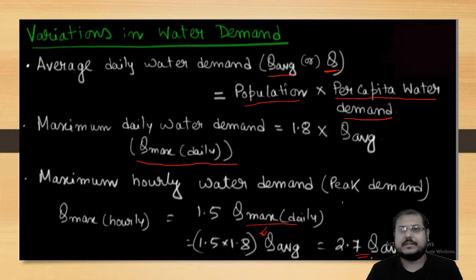So these are the three parameters here. Average daily water demand, which is Q average, or Q, which is population into per capita water demand. Then maximum daily water demand is 1.8 into Q average, which is Q max daily. And Q maximum hourly water demand, which is also called peak demand, is equal to 1.5 into Q max daily, which is 1.5 into 1.8 into Q average, which is 2.7 into Q average.